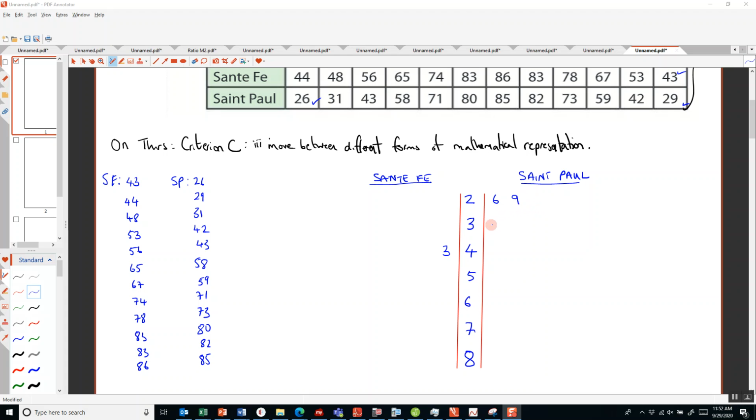All right, who wants to give me the rest of St. Paul? Go on, Brighton. 31. Yep. 42. Yep. 43. Yep. 58. Yes. 59. Good. 71. Yep. 73. 80. 82. 85. Good. Everybody okay with that? Yeah. And then what did you put for the key, Ryan? Or if you haven't, what would you put?